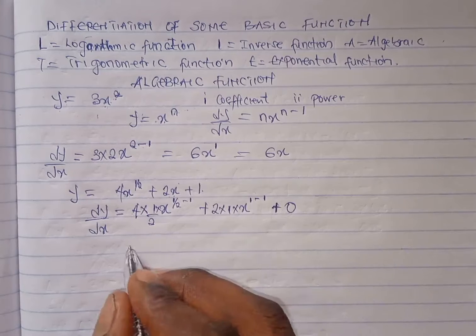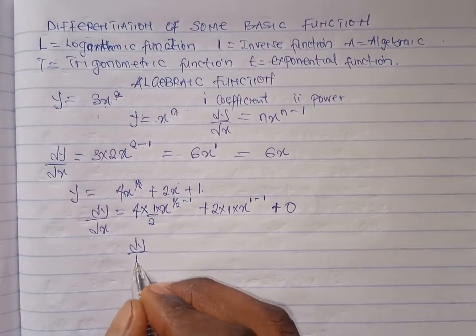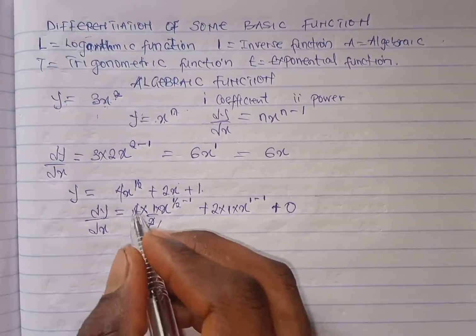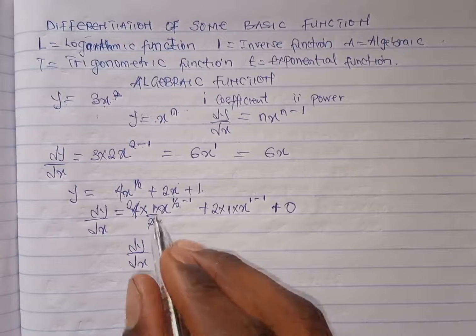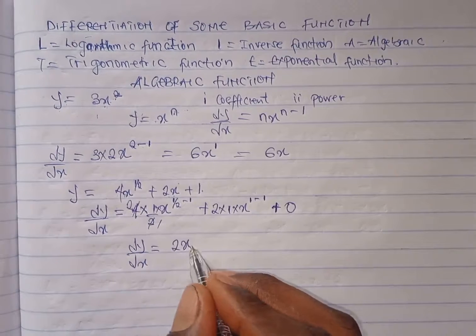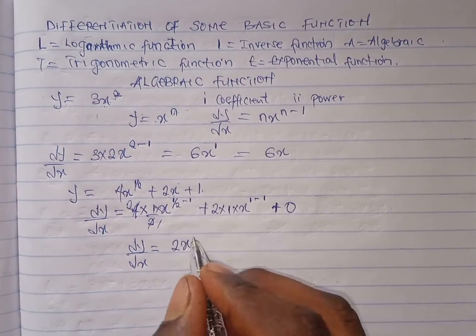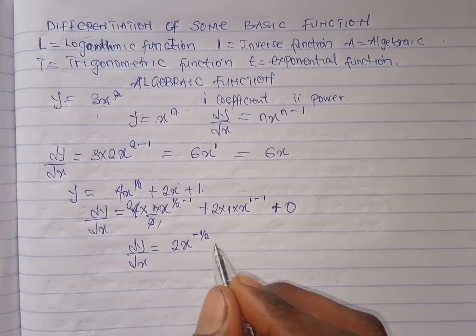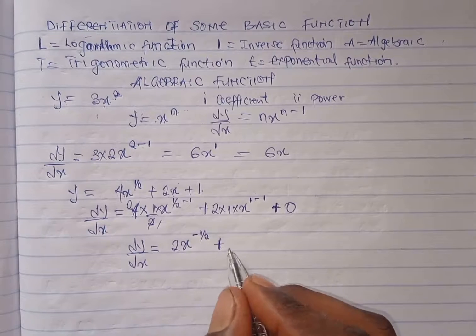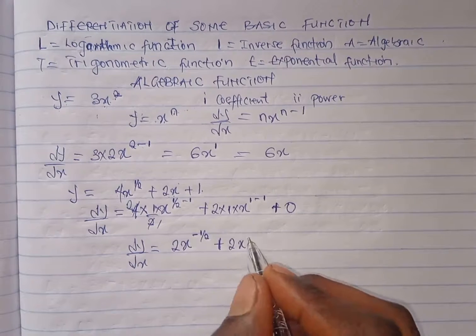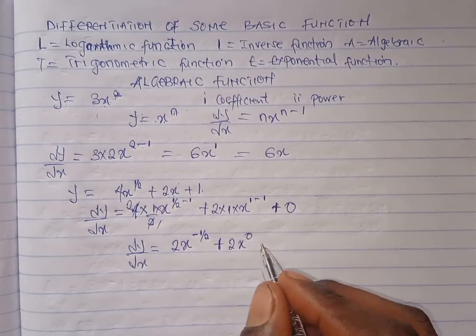So that is that. Then the derivative of y with respect to x will be equal to 2 here 1, then 2 here 2. So it's going to be 2 times 1, that's 2, that's 2x raised to the power of, when you subtract half from 1, you are going to have minus half, then plus 2 times 1 will give you 2x, then x raised to the power of what? Of 0, because 1 minus 1 will give you 0.